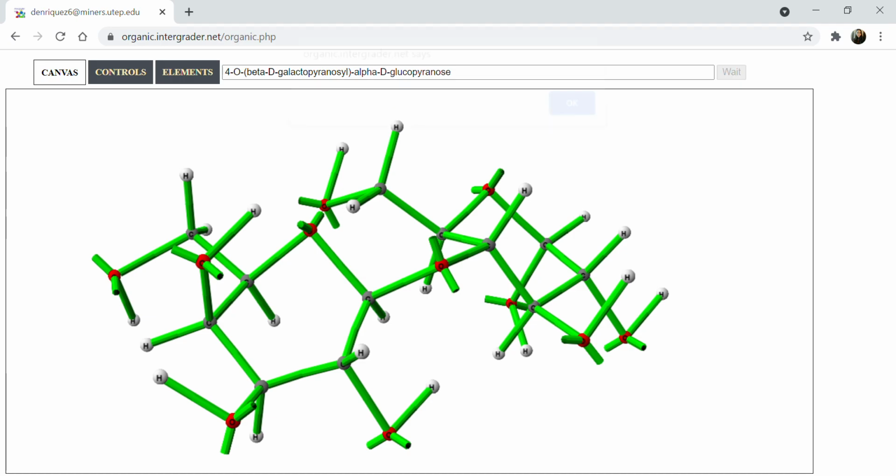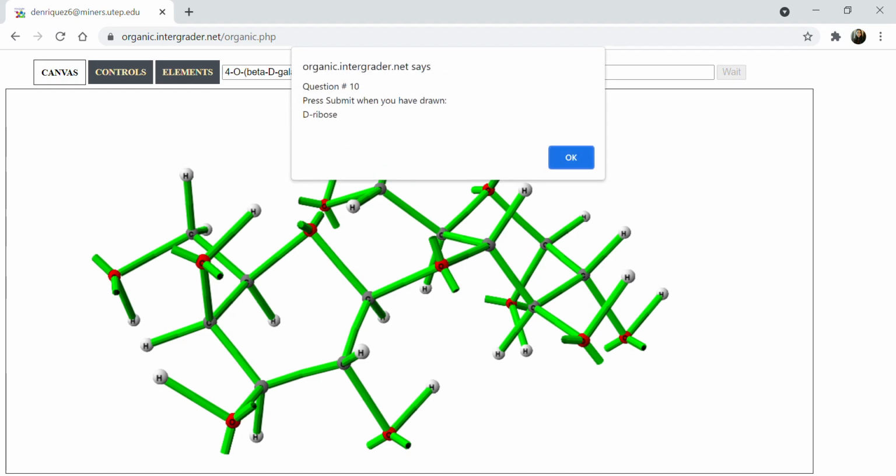The last ones are always the most stressful ones. I know you guys can attest to that. And this is gonna be like the hardest one, D-ribose. Watch, I'm definitely gonna get this wrong.